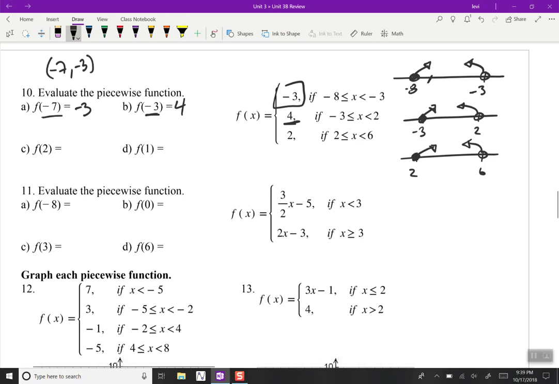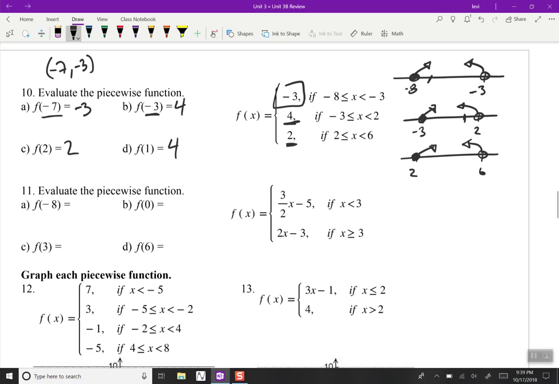2. Same thing here. We go to the closed circle. That would be the bottom one. So 2 would be 2. And 1. Well, 1 is where? 1 would be between, it's less than 2. Right? 1 would be right here somewhere. So that would be this middle one. So 1 would be 4 as well.